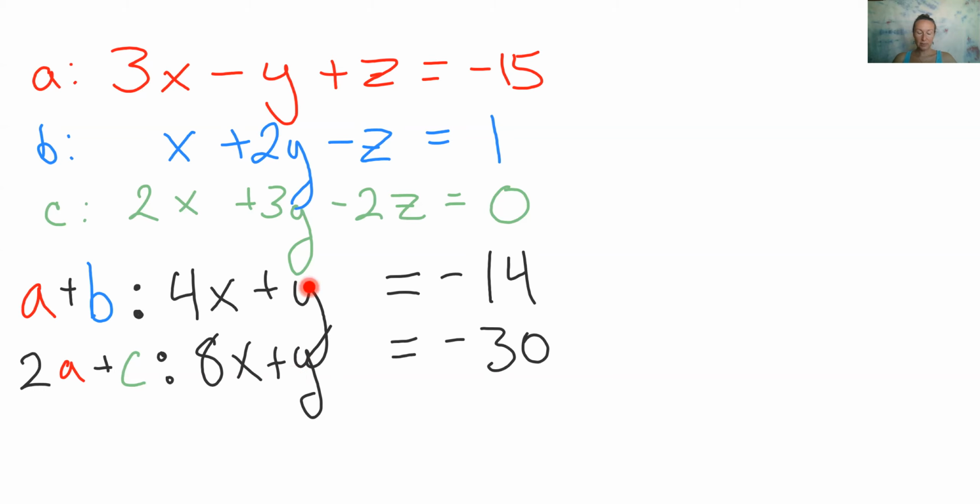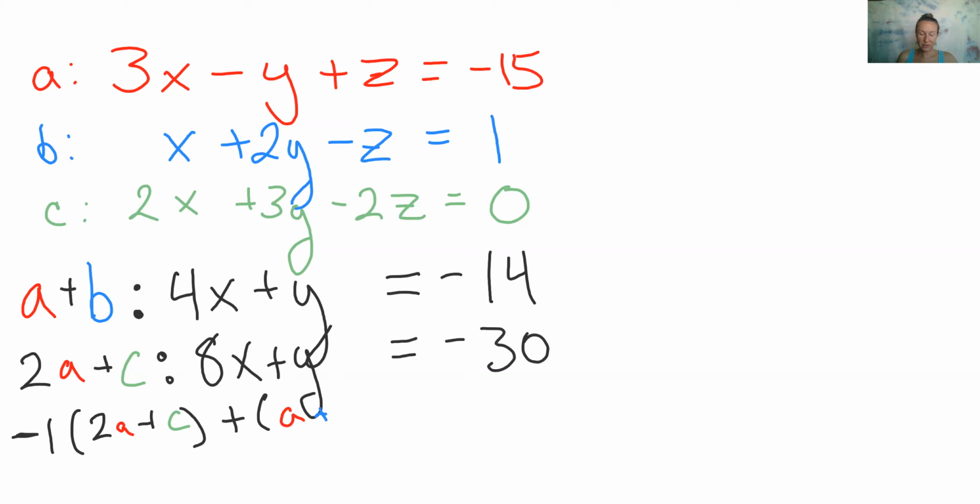So we've got a positive y here and a positive y here. So I need to multiply one of these equations by a negative number to get a negative y that will cancel out. So I'm going to multiply my second equation by a negative number. So I'm going to say -1 times my equation that is the 2A plus C. I'm going to multiply that equation by -1, and then I'm going to add that to my other equation that is the A plus B.